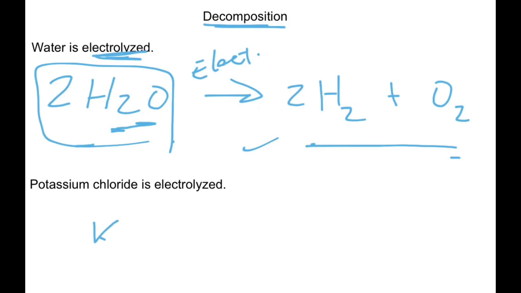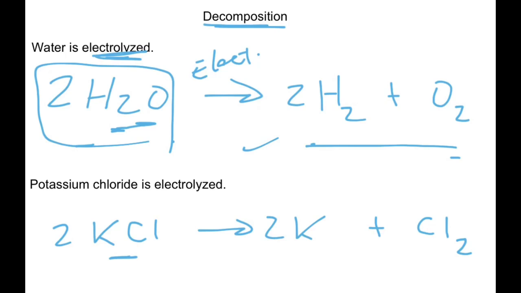Let's look at the next one. Potassium chloride is electrolyzed. I got one thing on the left-hand side of the arrow. Well, what can I make out of this? I can make a K and I can make a Cl. Got to remember that chlorine in its elemental form is diatomic. It's going to force a 2 on the left and a 2 there. So now I've just finished that reaction. So again, decomposition. Look for one thing on the left.